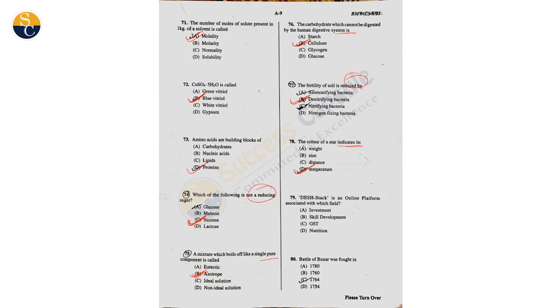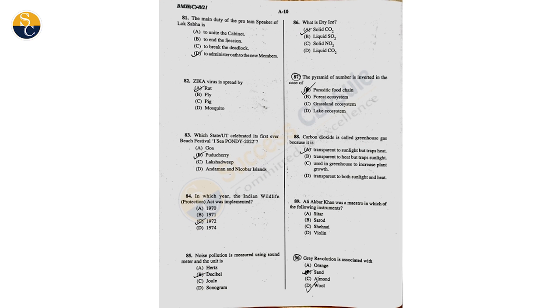Next, Desh Stack is an online platform associated with. So, Desh stands for Digital Ecosystem for Skilling and Livelihood. So, you got your answer. Answer is B, Skill Development. Next, Battle of Buxar was fought in October 1764. And it resulted in Treaty of Allahabad in 1765, under which Mughal Emperor surrendered the sovereignty of Bengal to British. So, C is the correct answer.